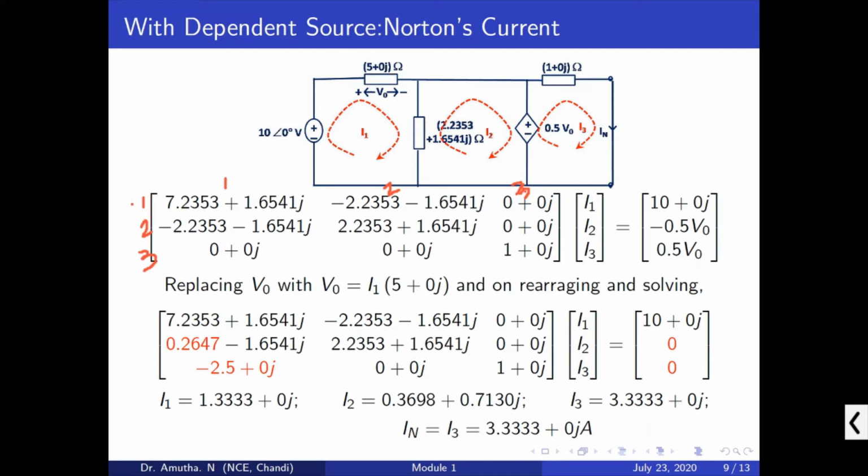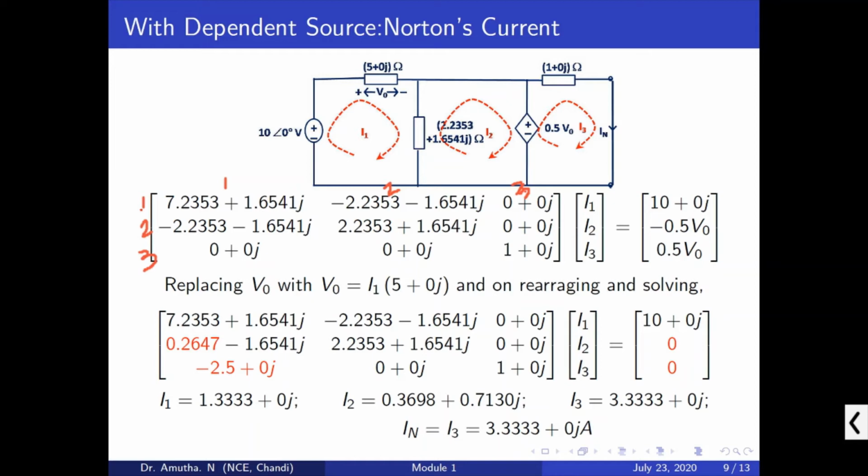Now the first loop in relation with the second loop. What is the element present in the first loop relating with the second loop? This is the element, and it is the negative of that, because while considering the first loop, we are considering the first loop current as a positive current. Whatever the direction of that first loop will be considered as positive.